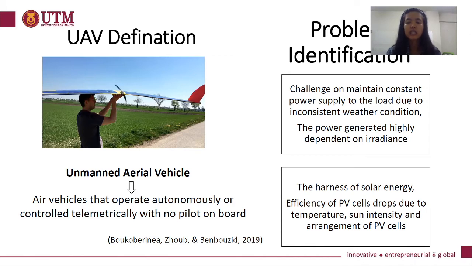So the problem identification for this project is the challenge to maintain constant power supply to the load due to the inconsistent weather condition, as the power generated is highly dependent on irradiance. Second is the harness of solar energy, where the efficiency of the PV cell drops due to temperature, sun intensity, and the PV cell arrangement.